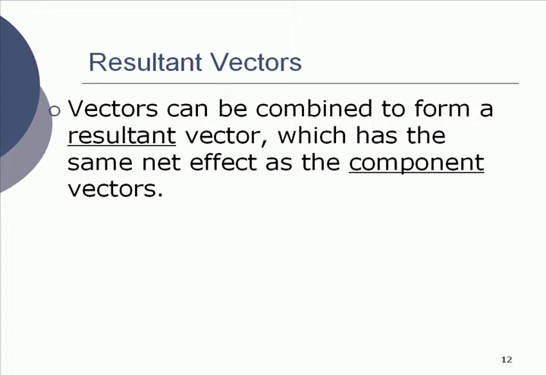Well, you can take two vectors, any two vectors. Today we're only going to focus on vectors that are perpendicular. Tomorrow we'll see how to do all the others. But you can take any two vectors and combine them to form a resultant vector, which has the same net effect as the component vectors. For example, if a running back on a football team gets a 7-yard gain on first down, and the second down gets a 4-yard loss, those two plays have a net effect of a 3-yard gain. So you can take all these individual vectors, add them up, and you have a net vector.